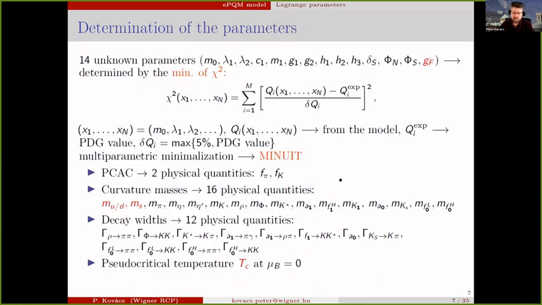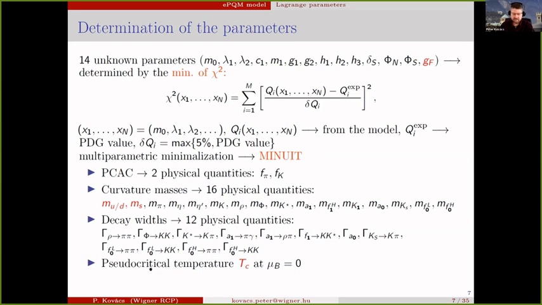In our model there are many parameters, let's say 14 in the initial version, and we have to somehow determine them. What we do is calculate 16 different physical masses and decay widths, these being the mesonic decay widths. We take the data from the PDG and compare them through a chi-square minimization. Of course, we have some errors for all the particles.